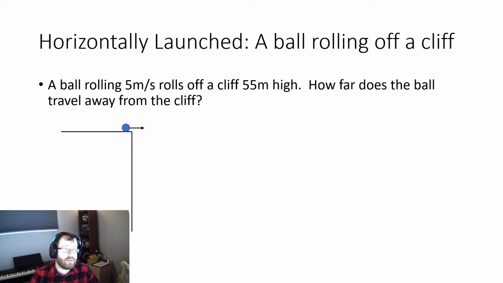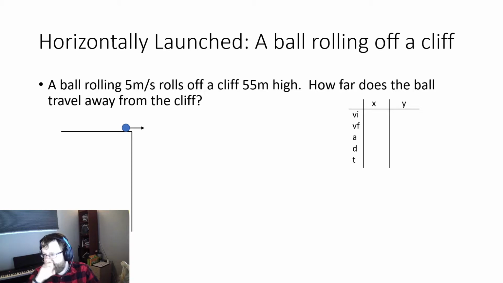And to help me keep all this organized, because that's a lot of info, I'm going to be making an XY chart. Now, you can see that I have all the possible variables that I could know in a given problem, VI, VF, A, D, and T. And then I broke it down into my X and Y. And basically what I'm going to go through is each of these to figure out exactly what's going on. So to start off with, we have a ball rolling at 5 meters per second off a cliff. So it's rolling horizontally. It's going off the cliff. So I'm going to put that in the x direction, the 5 meters per second there.